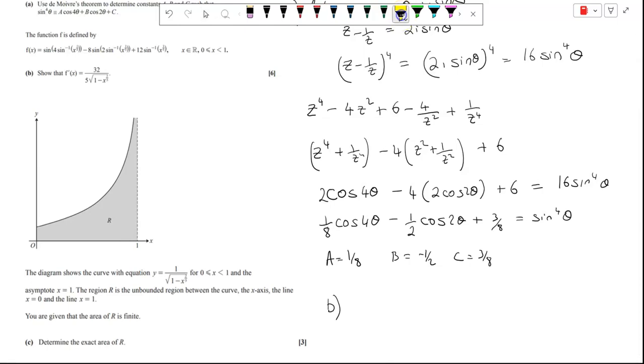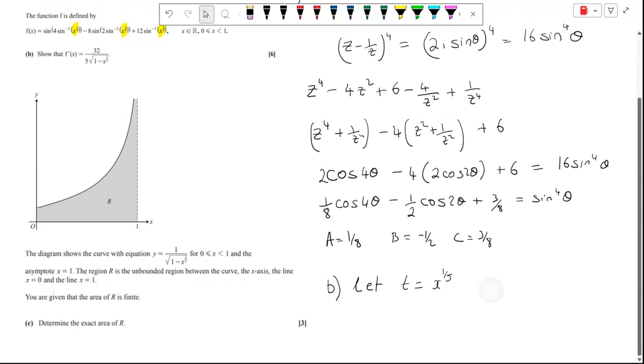So if we highlight each part, you can see that it's sine of 4 sine inverse of x to the power 1/5, and then minus 8 sine of 2 sine inverse of x to the power 1/5, plus 12 sine inverse of x to the power 1/5. So each one has got an x to the power 1/5. So the first thing I would probably do is say let t equal x to the power 1/5. And the question's asking us to differentiate. So I'm looking at this as a function inside a function inside another function. So this is like a triple or a double chain rule, so to speak.